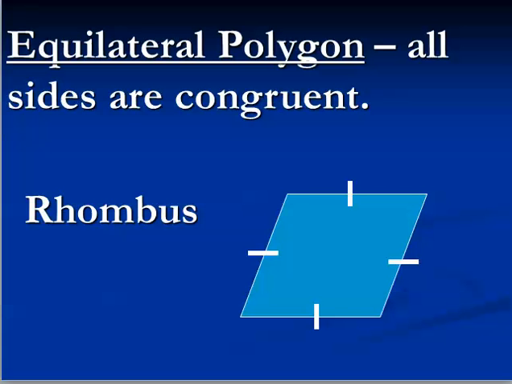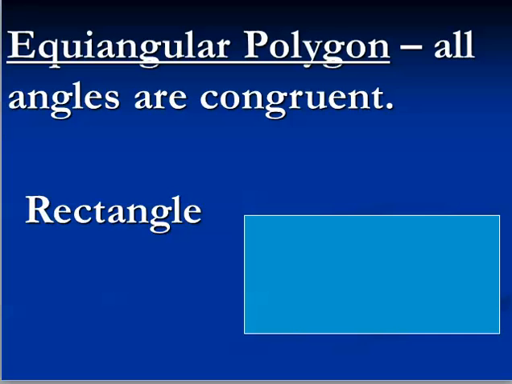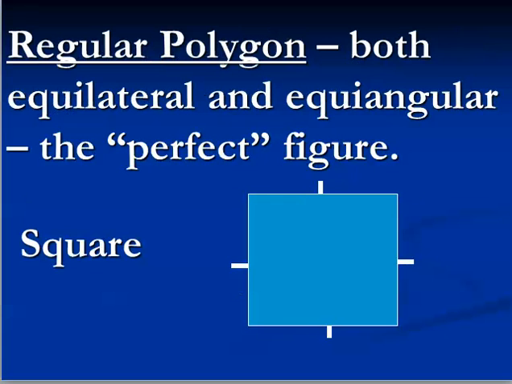We'll also use equiangular. An equiangular polygon means all the angles are congruent. A rectangle is an equiangular polygon. All the angles are the same. They're all 90 degrees. When it's both equiangular and equilateral, it's called regular.